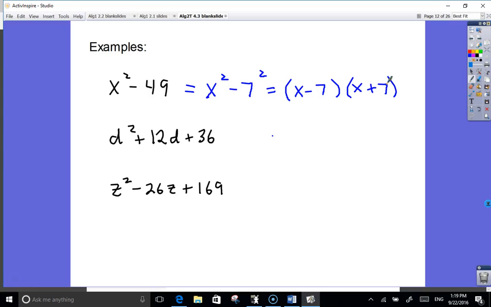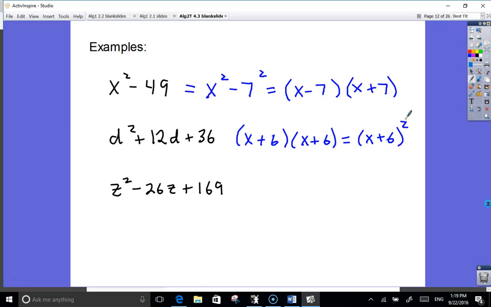The next one, if I just use simple quadratic trinomial reasoning, what are the factors of 36 that add up to 12? 6 and 6. So this is going to be x plus 6 times x plus 6, which is x plus 6 squared.